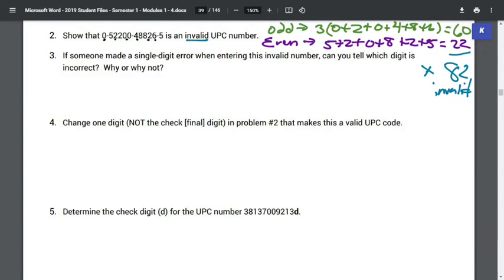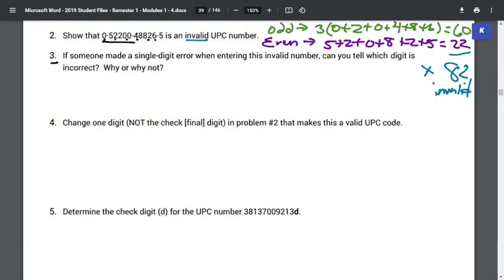So let's talk about number 3. Number 3 says if you make a single digit error when entering this invalid number, can you tell which digit is incorrect? So hypothetically, if you typed in those 12 numbers for your code, you get 82. Do you know exactly which one of these digits you typed in wrong? So that's what it's asking there.